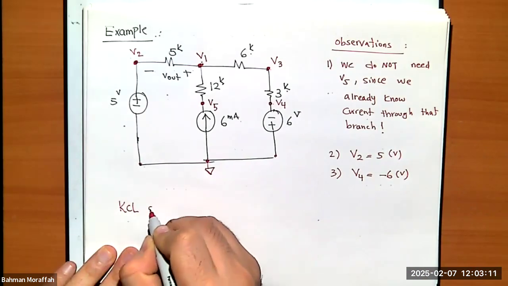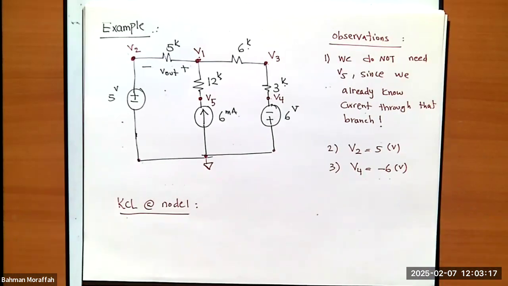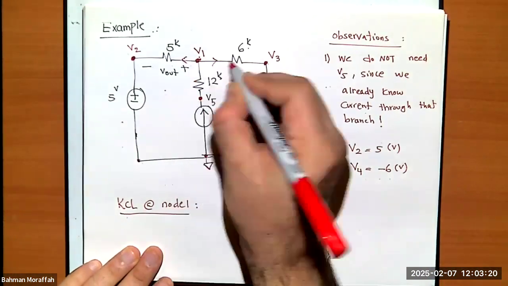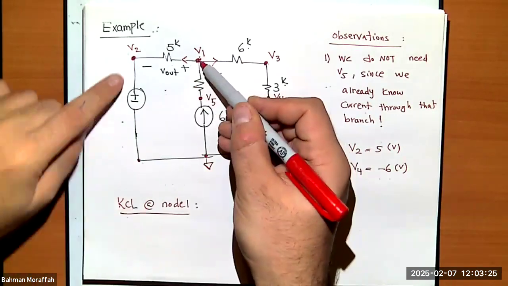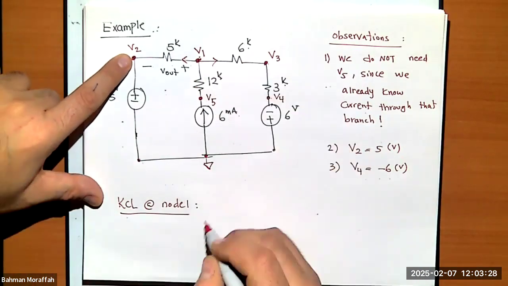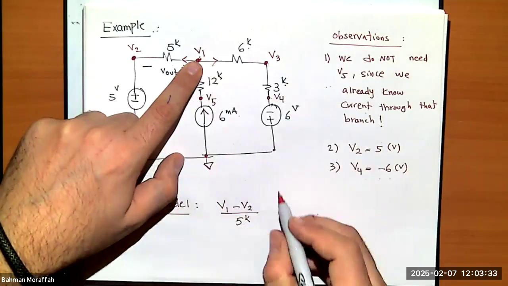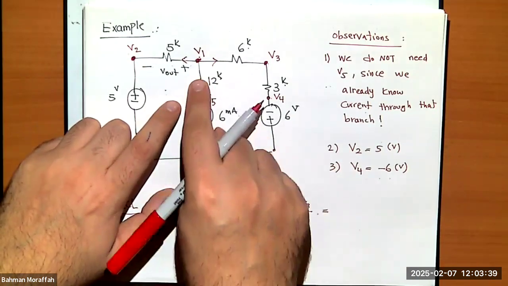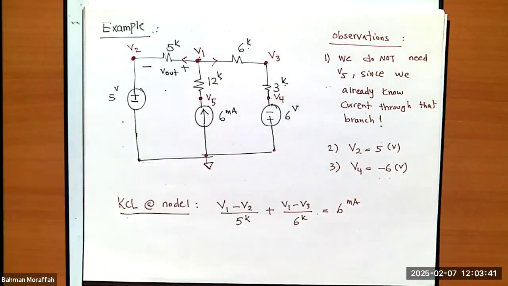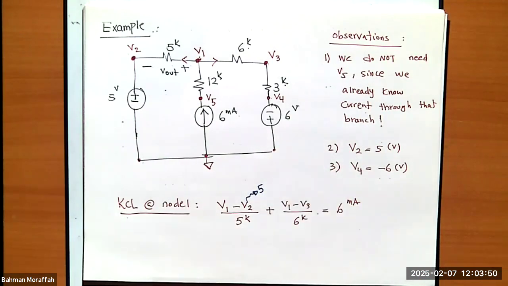Let's just write a KCL at node 1. I'm going to assume everything is going up. Right? What do I have? What is current through here? It's V1 minus V2 divided by 5K. This one is also going out, so it's V1 minus V3 divided by 6K. That should be the same as the current that's going in, which is 6. But I already know V2. I can plug it in here. That's 5 volts. Right?